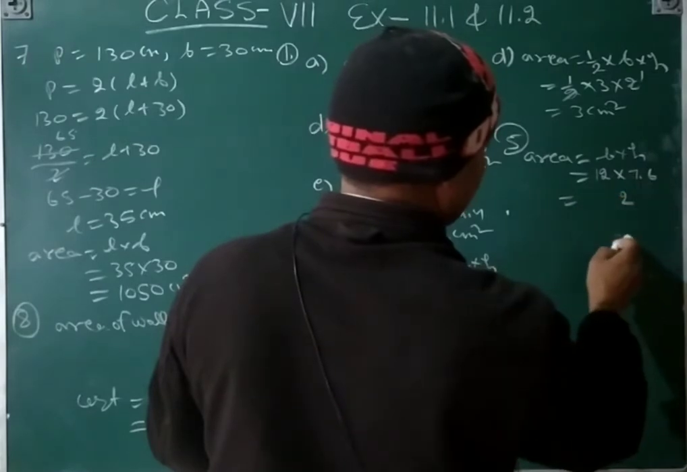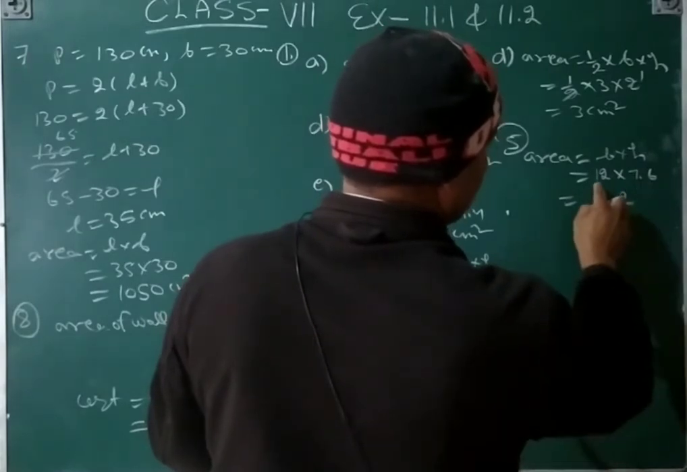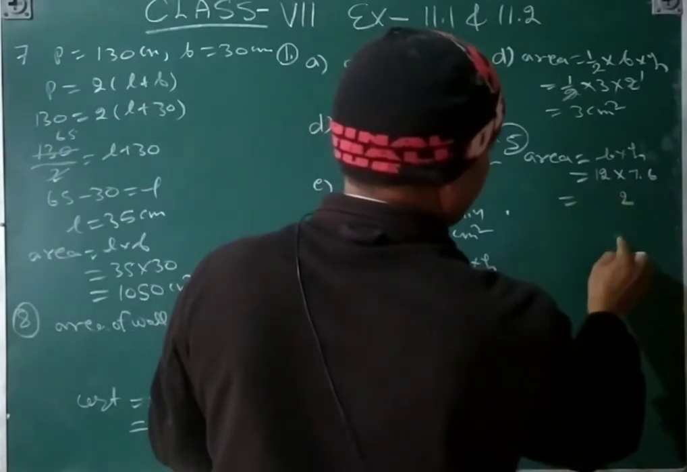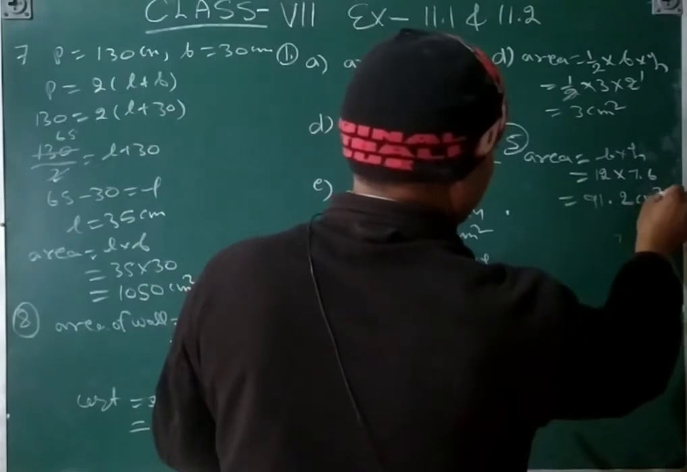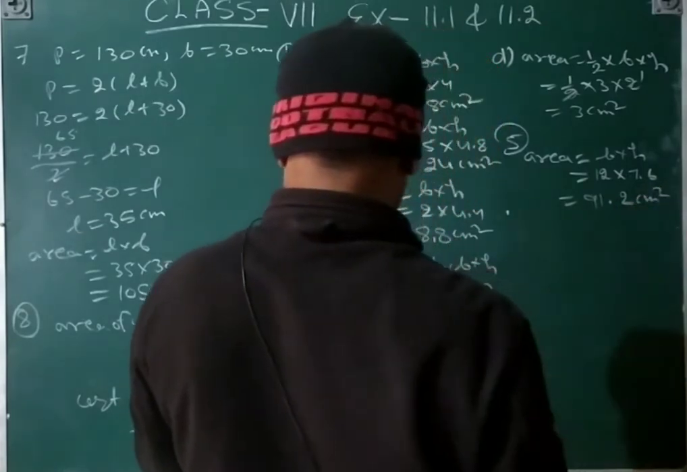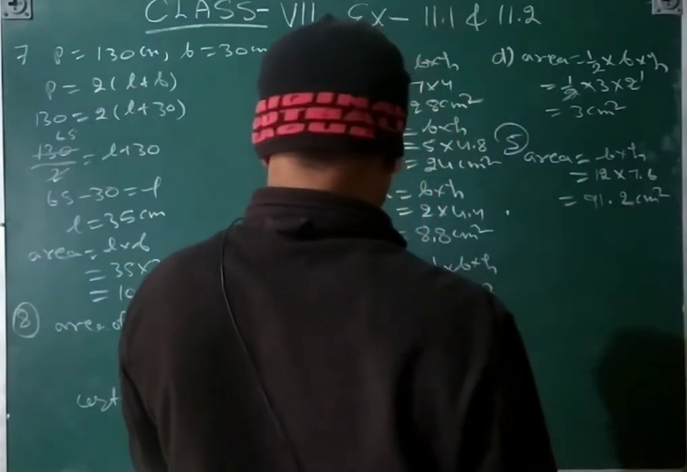12 6s are 72, carry 7, 84, 7 91, that is centimeter square, that is 91 centimeter square.